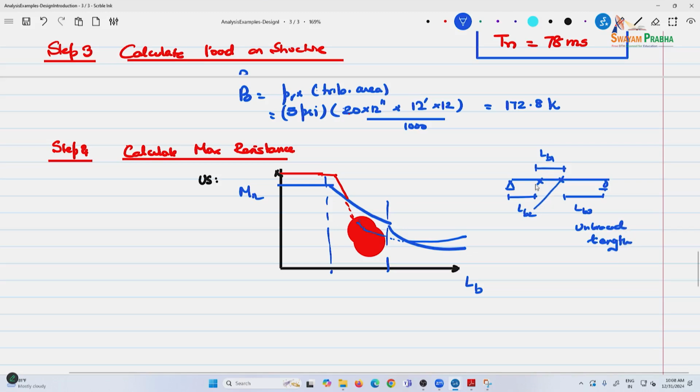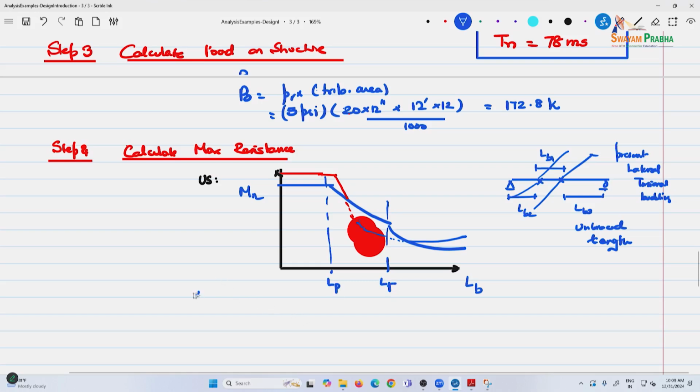An unbraced length is where you have beams on the other side preventing lateral torsional buckling. So, these prevent lateral torsional buckling. You've heard of that term, right? Lateral torsional buckling. Now, you have two of them, LB and LR.